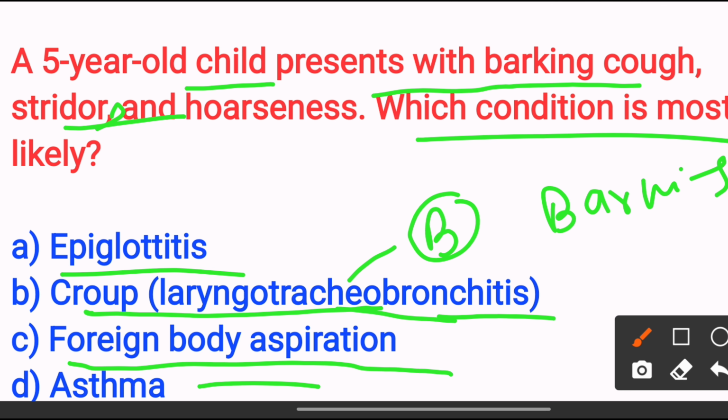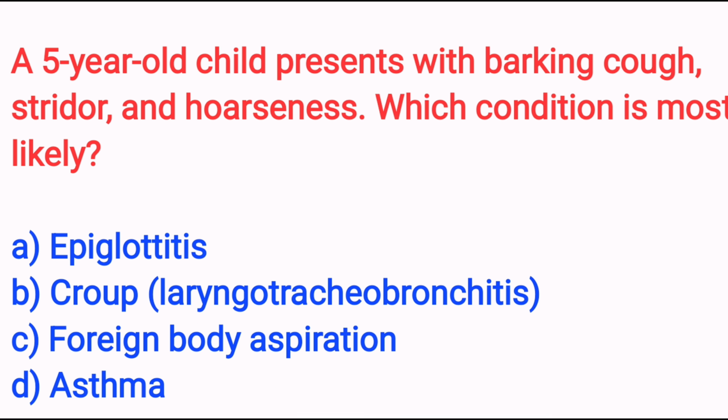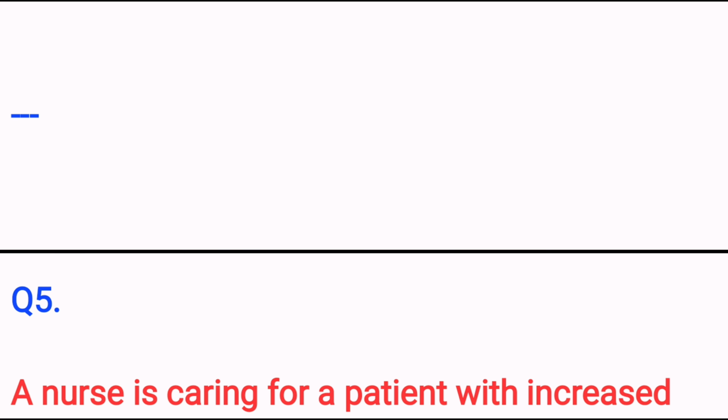The answer is option B, laryngotracheobronchitis, because barking cough plus stridor and hoarseness are the main signs of laryngotracheobronchitis. Next.